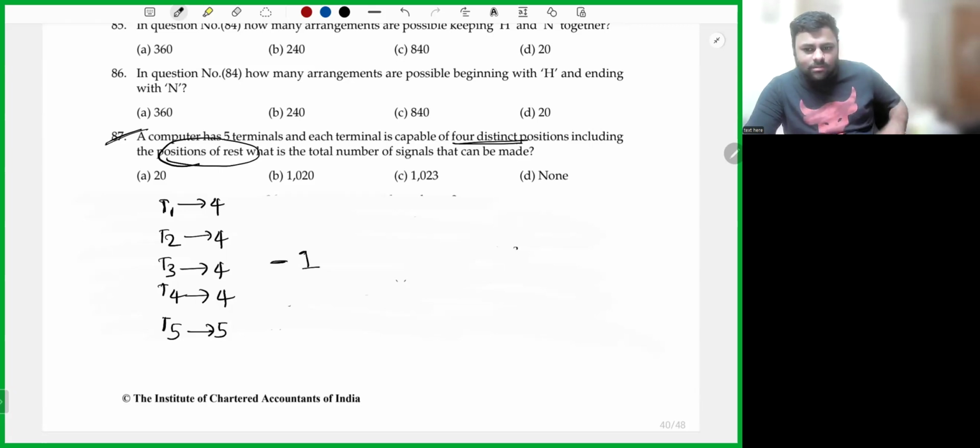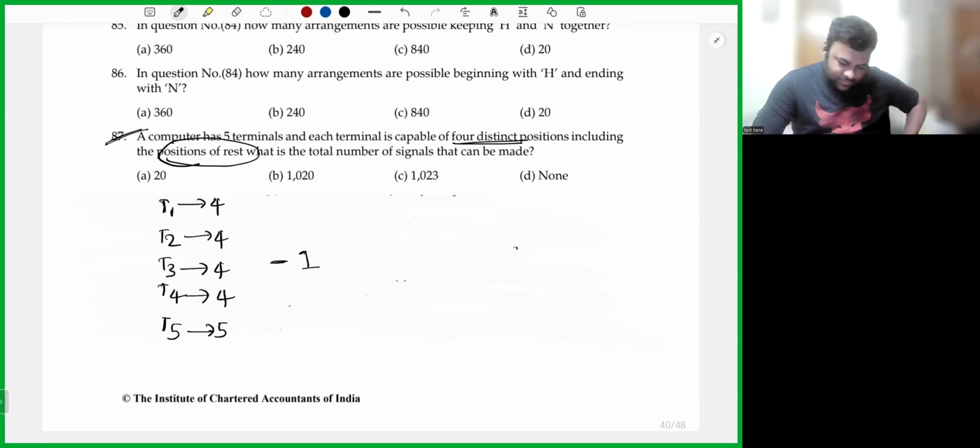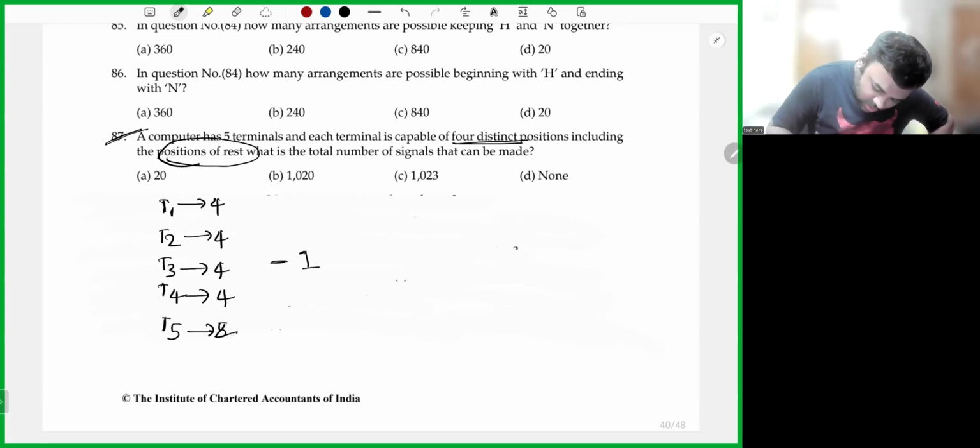See, terminals are basically points of connection here. Each terminal has 4 points of connection. When you connect all the connections, only then your computer will start working, right? Otherwise your computer will not work. I have to connect all the connections, which means I'll be using the word and here.